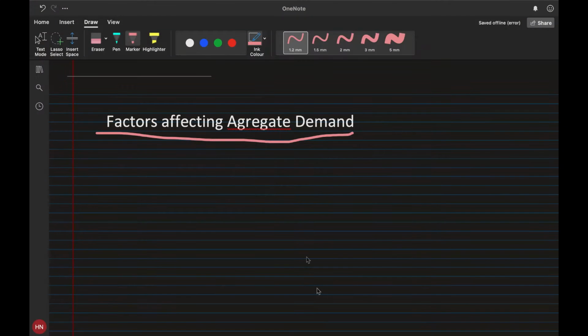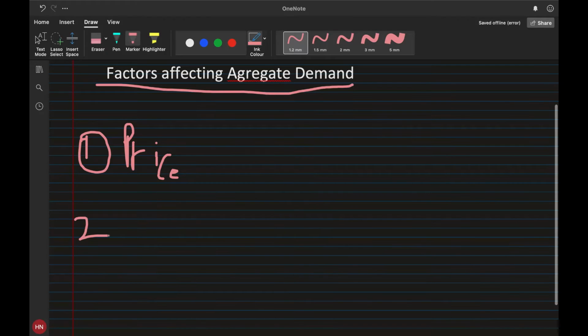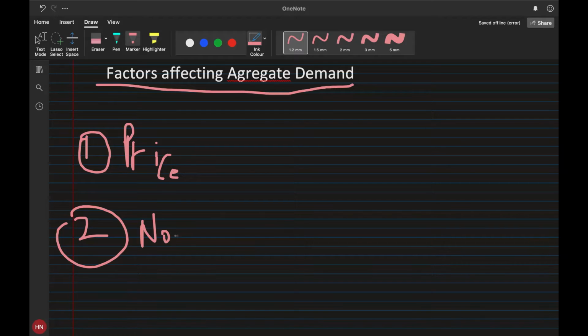Alright, so in this video we'll be discussing the factors which affect aggregate demand. There are two main types of factors. The first one is price, and then we have non-price factors, so anything which is not price basically affecting aggregate demand. Price always causes a movement along the aggregate demand curve.